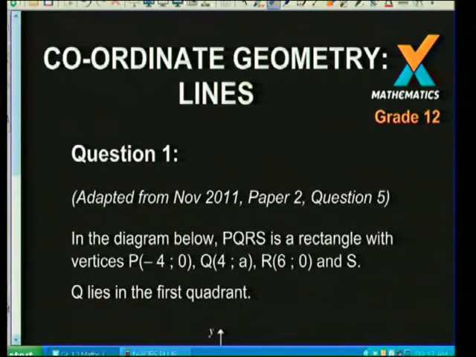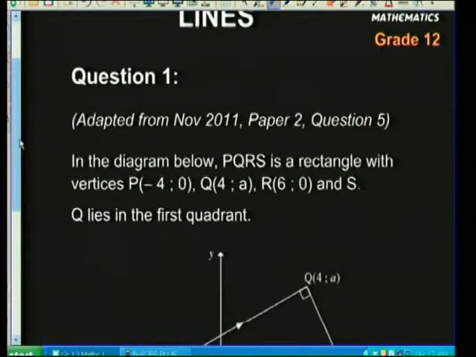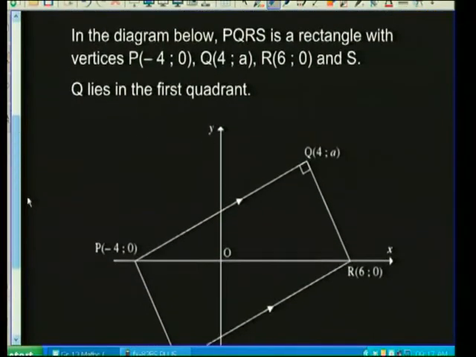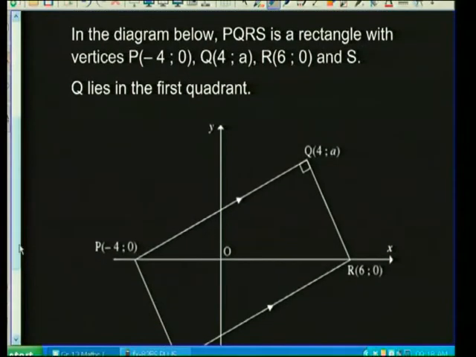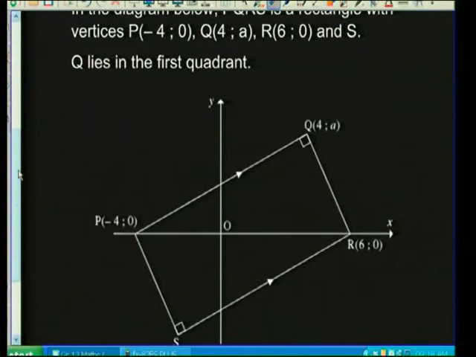Our first question comes from the November 2011 paper 2, and we're looking at question 5. Now, of course, whenever we approach any question, it is so important to read the information very carefully and to ensure that you take that information and transfer it to your diagram if necessary. So let's read. They tell me that PQRS is a rectangle. Straight away I know that all of the interior angles are 90 degrees, and that may be important when I solve later on. They also make mention of the vertices.